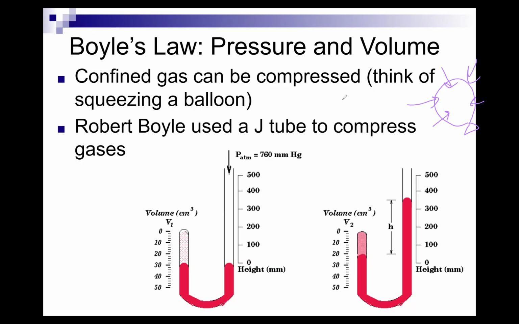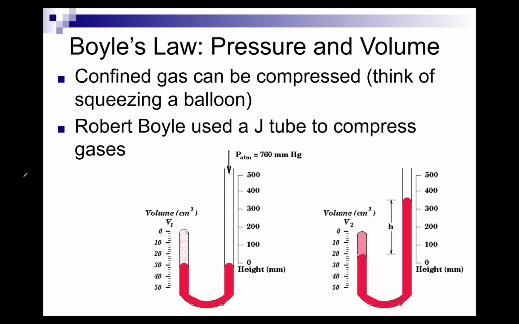Now, Robert Boyle used what's called a J tube, which is in these images, to compress gases. Unlike a barometer, one side is closed and the other side is open. So you have the chance to manipulate the pressure to see what happens to the volume, or you can manipulate the volume and see what happens to the pressure. And so he did some experiments.